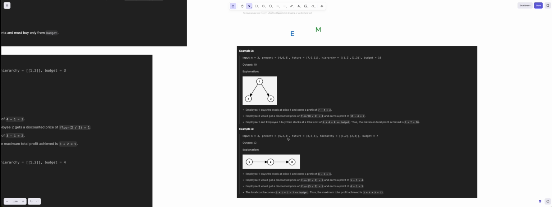For the hierarchy, this one is quite different from example 3. 1 is the manager of 2, so that is straightforward. And then 2 is the manager of 3. That means you have a manager, and your manager also has another manager, like your grand manager. Maybe that is a bad name. And then we have a budget of 7. So we can think of it like the previous approach, but the hierarchy is different.